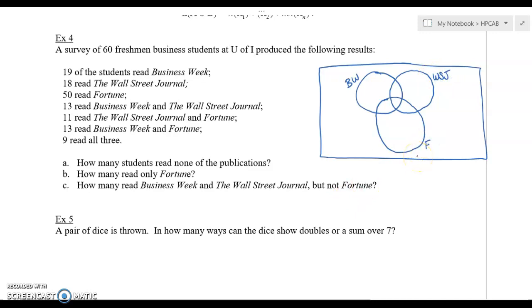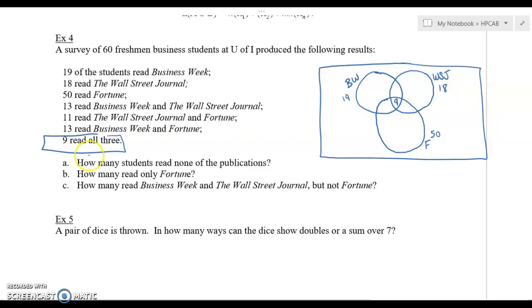All right. And what you want to do is work your way from the inside out. We know that 9 read all 3. The only place where all 3 overlap is in here, so we're going to put a 9 right here. Then we know that Business Week has 19 total students. We're going to eventually erase this, but I'm just going to put it off to the side. We know that 18 students altogether read Wall Street Journal and 50 students read Fortune. We'll eventually erase those because they aren't going to be needed, but we know that in this Business Week circle, there should be a total of 19.